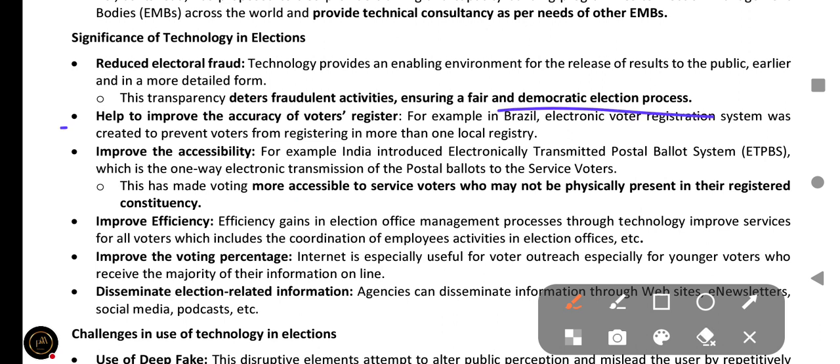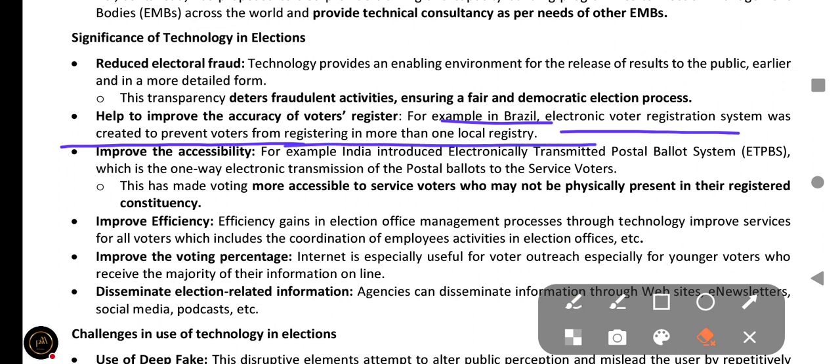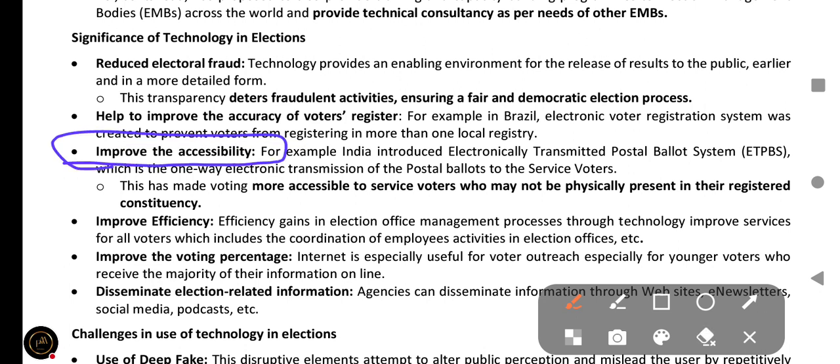Second significance is that it helps to improve the accuracy of the voters register. When voters register their names and their IDs in the voter list, here the technology saves the privacy of the voters. For example, in Brazil, an electronic voter registration system was created to prevent voters from registering in more than one local registry. And the third significance is improved accessibility.